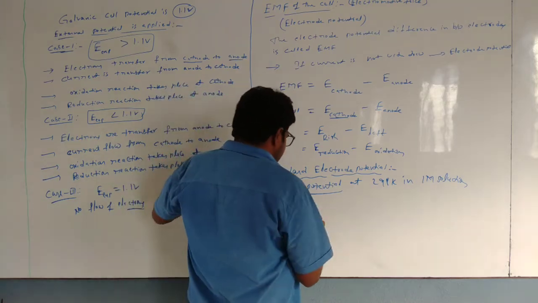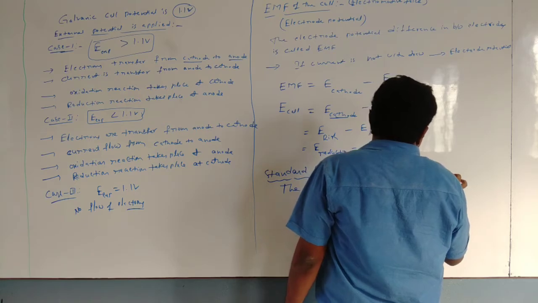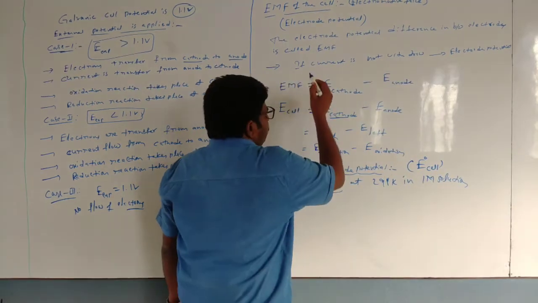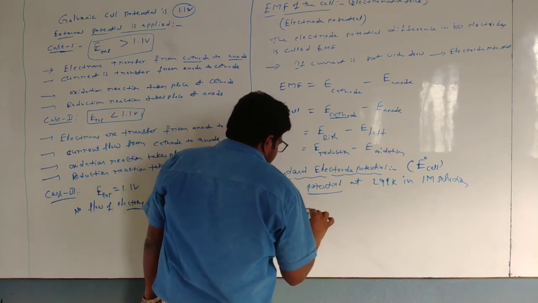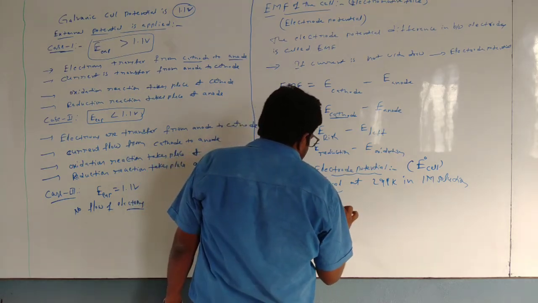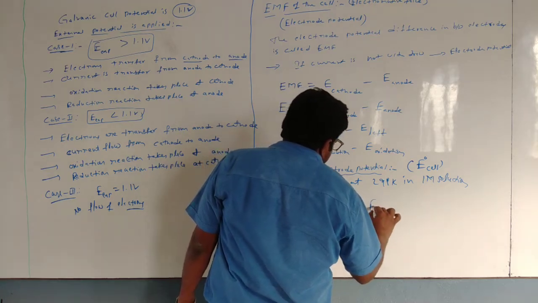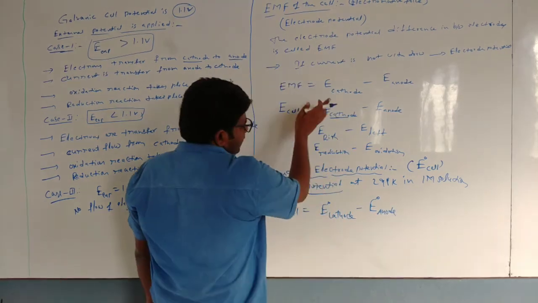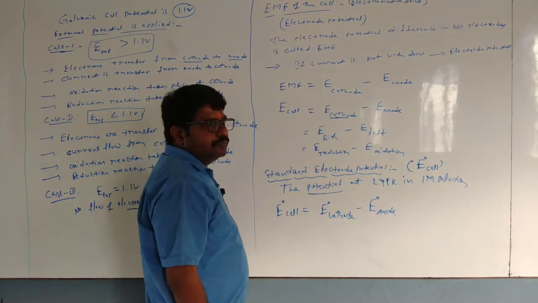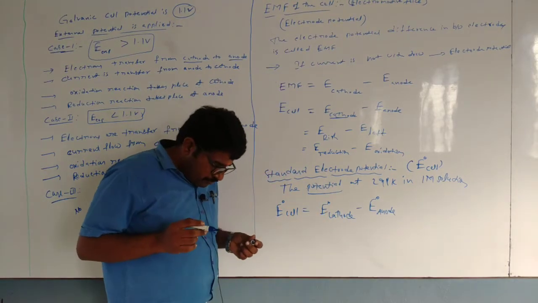It is denoted with E naught cell. So you can write E naught cell is equal to E naught cathode minus E naught anode. The remaining we have to write the same. So this is the EMF of the cell.